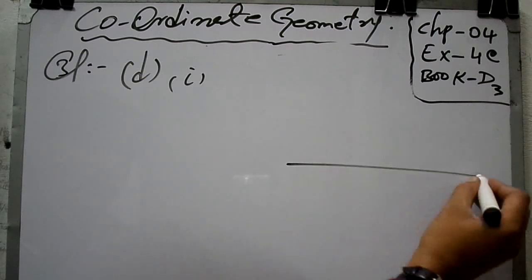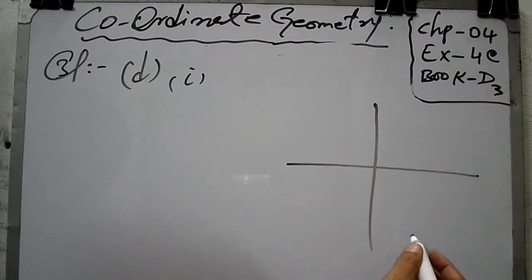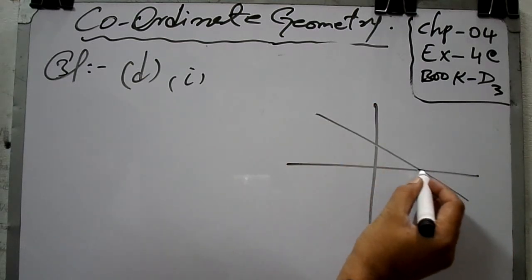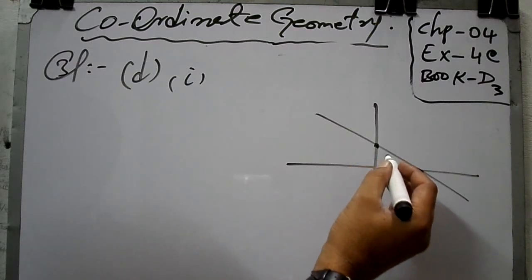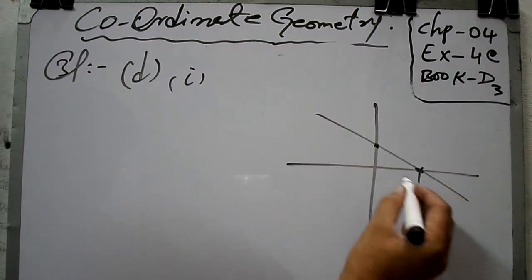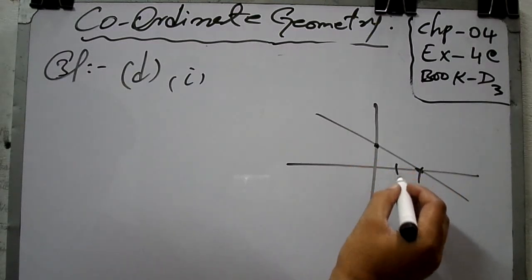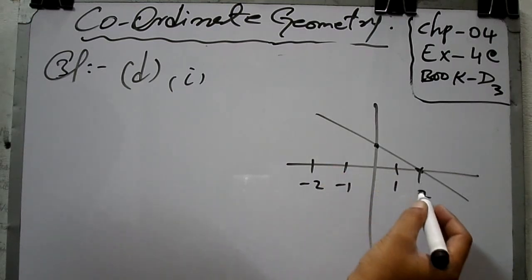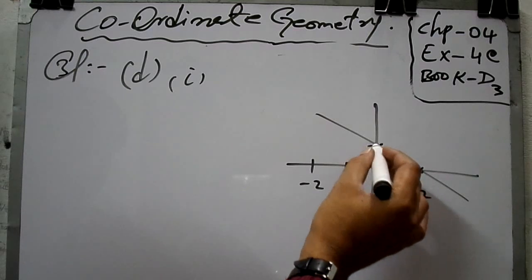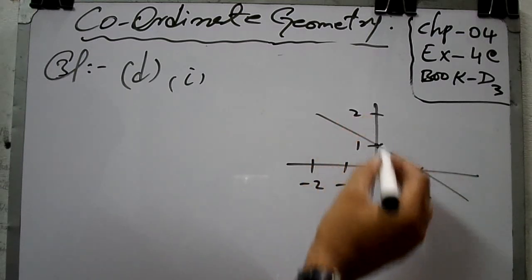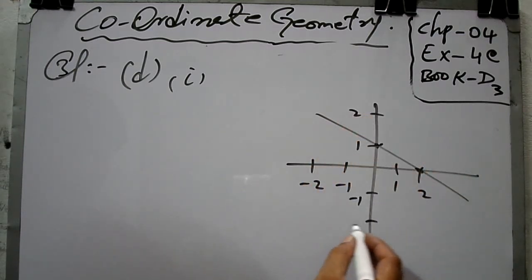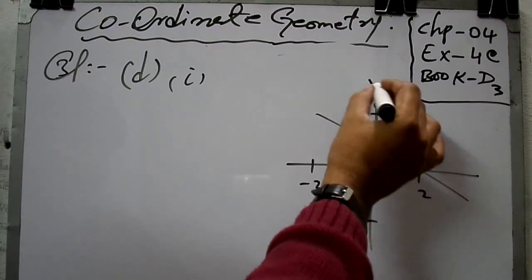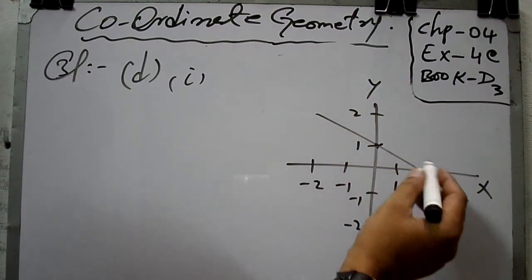First of all you have to draw the diagram, and the line is just like this. When this line cuts x and y, that is 2 and 1, minus 1, minus 2, so this line is at 1, then 2, minus 1, minus 2, so this is your y-axis, this is your x-axis.